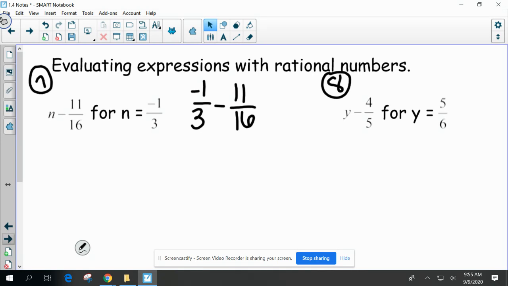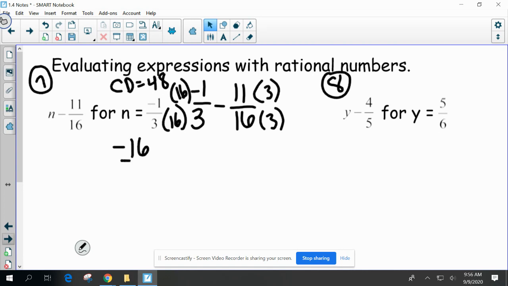So can 3 go into 16? No. So my next option would be 16 times 2, which is 32. Can 3 go into 32? No. So I'd go up one more. 16 times 3 is 48. Can 3 go into 48? Yes. And 3 times what is 48? 16. So my common denominator is 48. So I would have to take -1/3 times 16. And then I'd have to take 11/16 times 3.